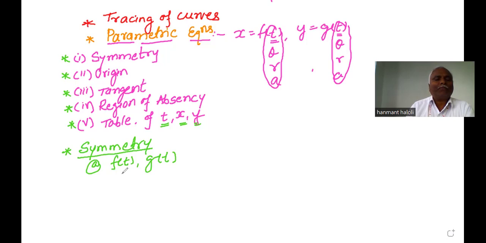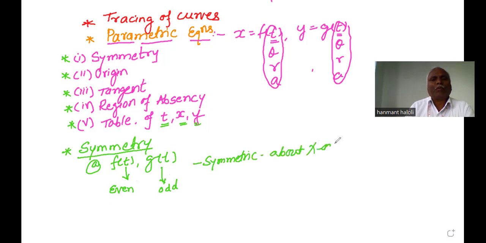If f of t is an even function and g of t is an odd function, then you say that the curve is symmetric about x-axis. Curve is symmetric about x-axis.